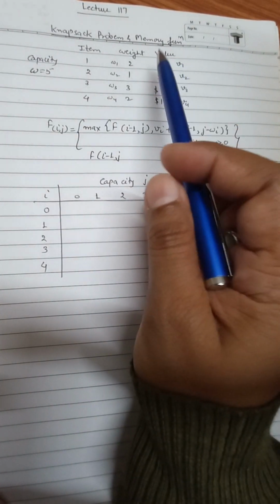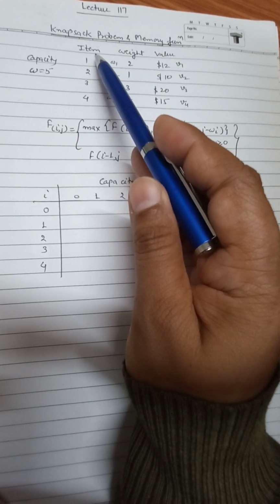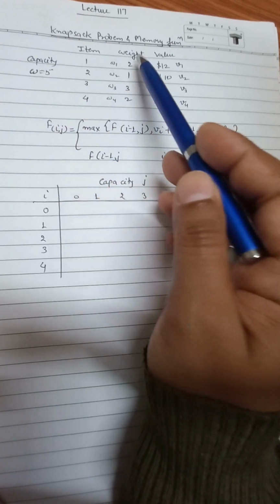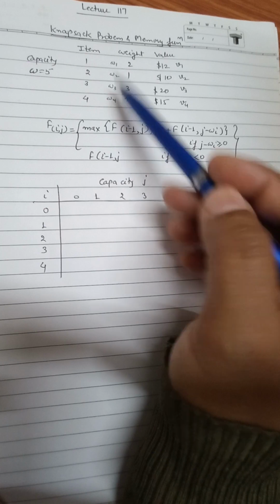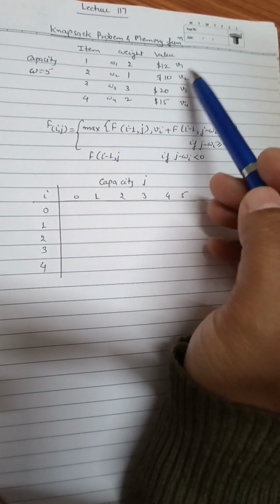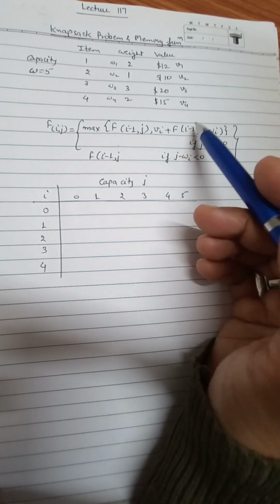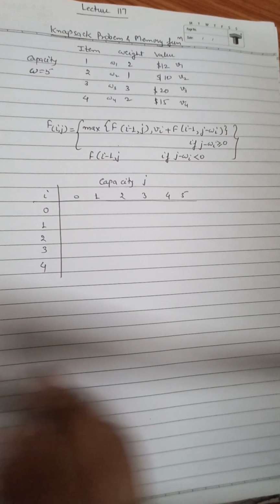In today's lecture we are going to learn the knapsack problem and memory function. Suppose these are the items given: item, weight and value, and the capacity is given as 5. Because there are 4 items, we have written W1, W2, W3, W4, and for values we are writing V1, V2, V3 and V4. This is the given formula. By this formula we will work on this solution.